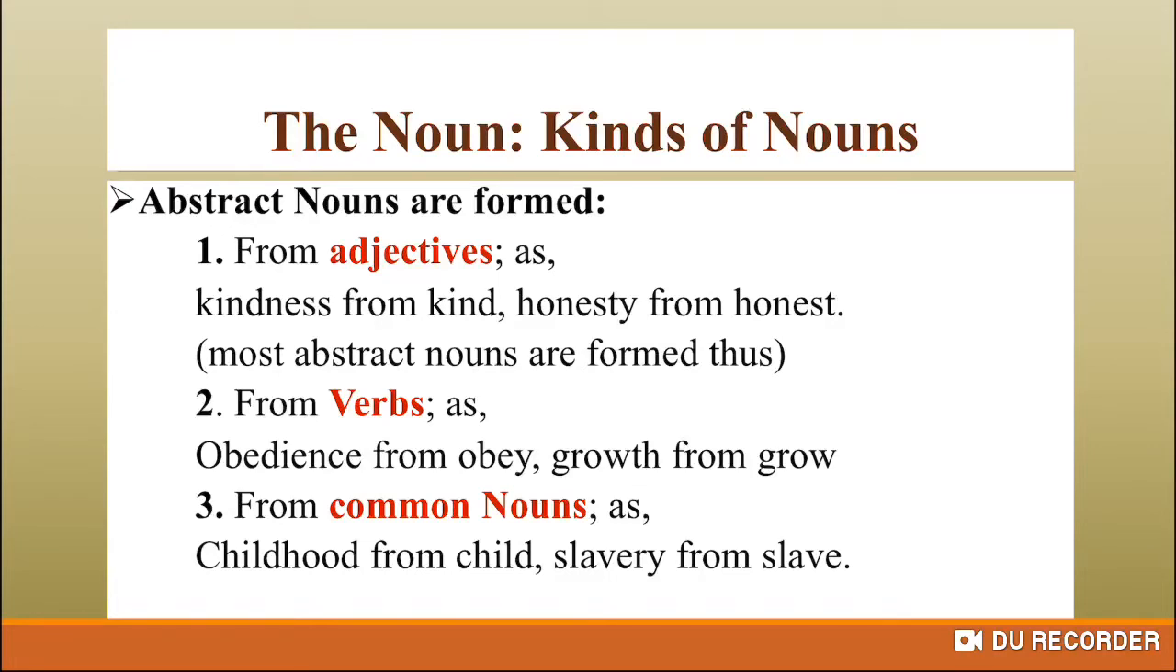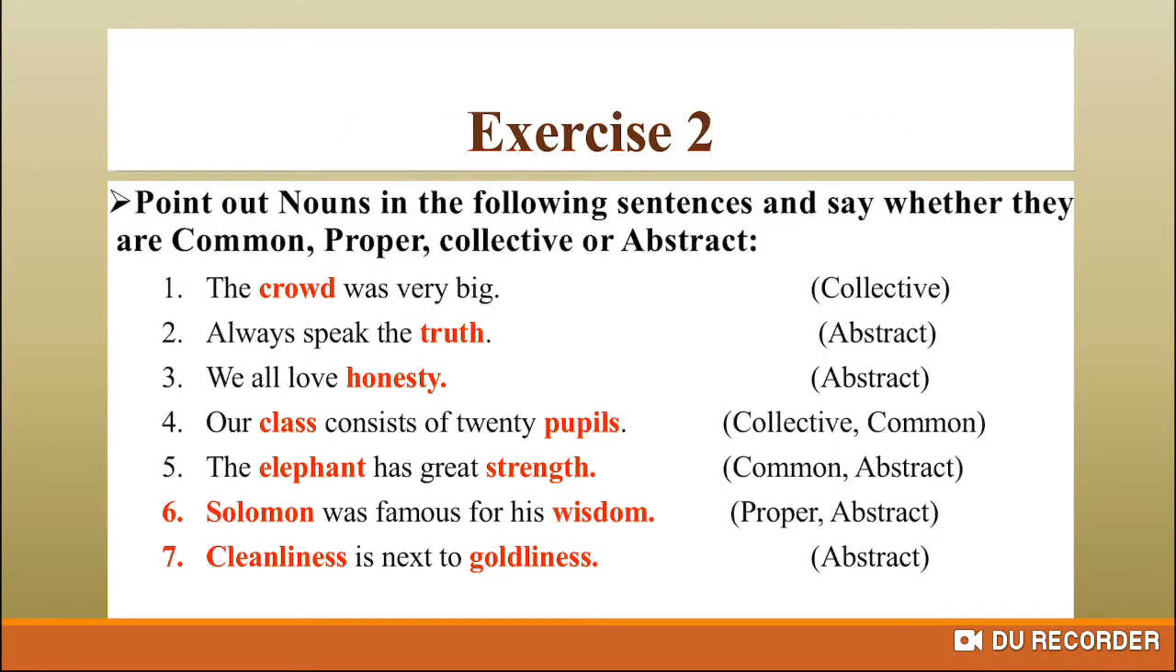Similarly, from honest, you can make an abstract noun, that is honesty. Obey is a verb and obedience is an abstract noun. Grow is a verb and growth is an abstract noun. Similarly, from common nouns, child is a common noun and you can make childhood. Slave is a common noun and slavery is an abstract noun.